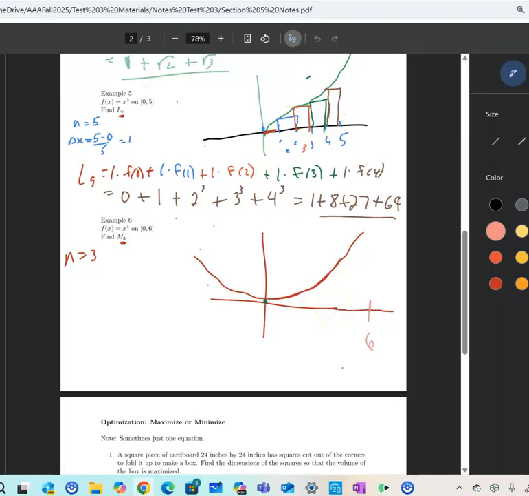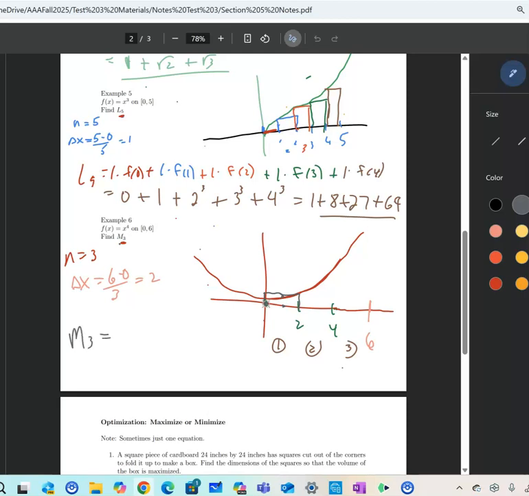Now, what's the width of my rectangle this time? 6 minus 0 divided by 3. The width of each rectangle is 2. So from 0 to 2, 2 to 4, and 4 to 6. So I have 1 rectangle, 2 rectangles, and 3 rectangles. And how am I finding how high I go? I use the middle point. Between 0 and 2, the middle point is 1. So that's what the rectangle would look like.